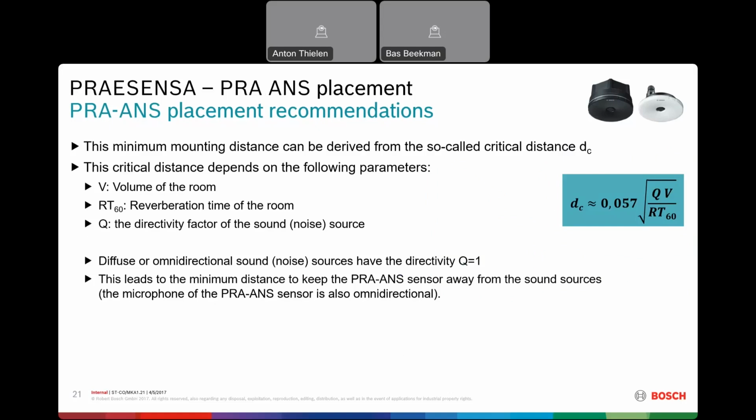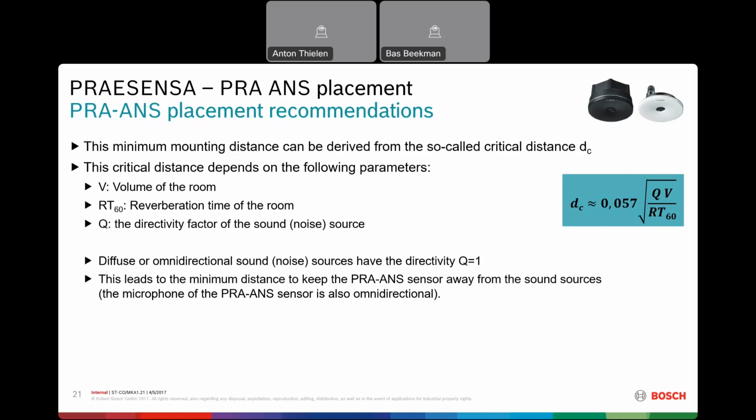Yeah, it depends on the following parameters. So that's the volume of the room. Then you have the reverberation time, and this RT60 is of course also depending on acoustical characteristics of that room. And then you have your Q factor, so the directivity of the sound source.